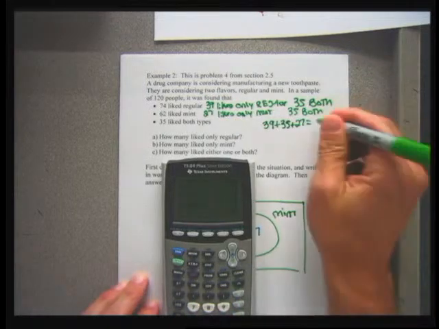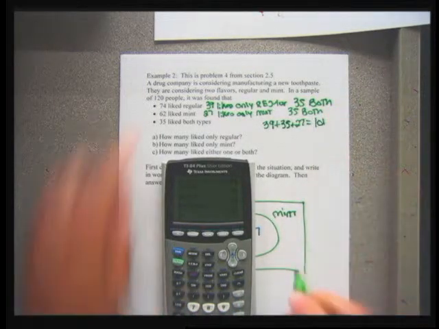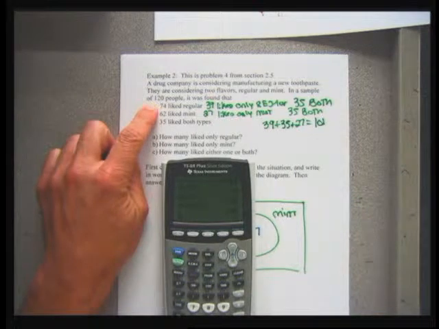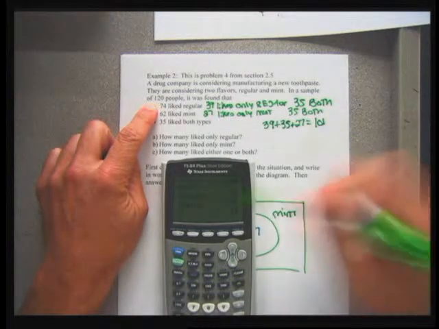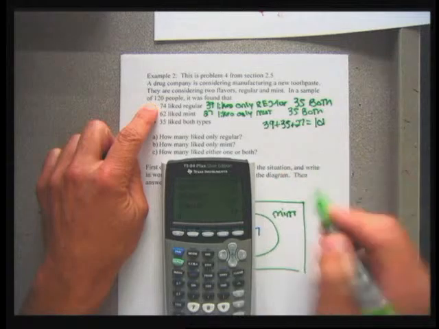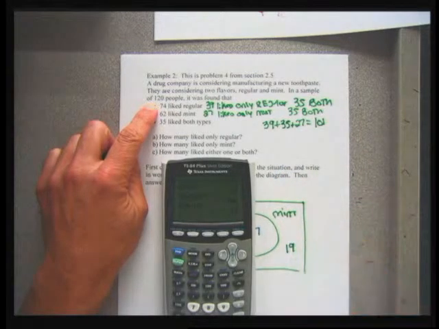But that only comes up to 101 people, and there's 120 people surveyed. So the difference between the 120 people that were surveyed and the 101 people that are taken into consideration in one of these circles is 19. If you subtract 120 minus 101, you get 19. Those are the people that don't like any.